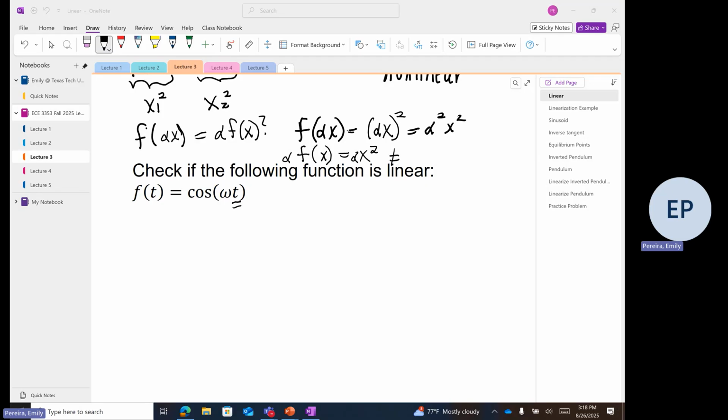whether the cosine function is linear. So let's check the additivity. Our input is t. So we have f of t1 plus f of t2. Is this equal to f of t1 plus t2?